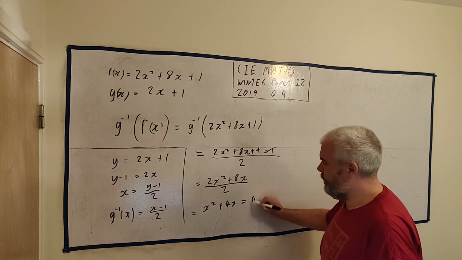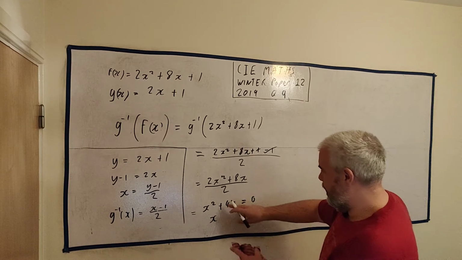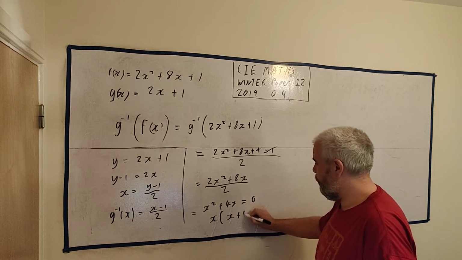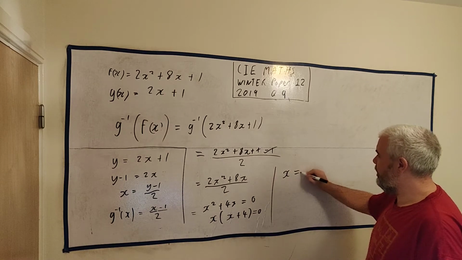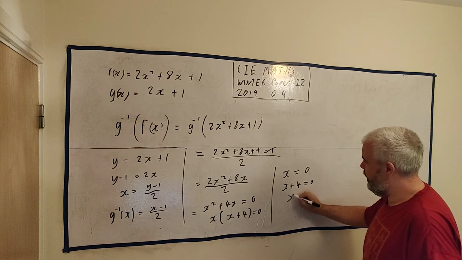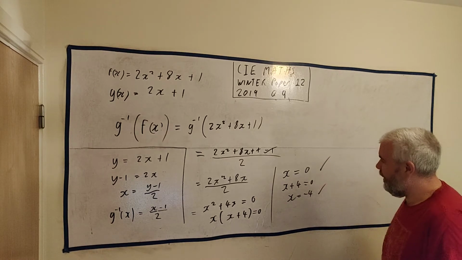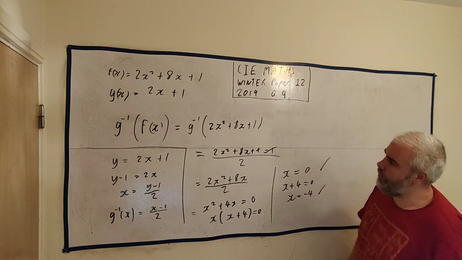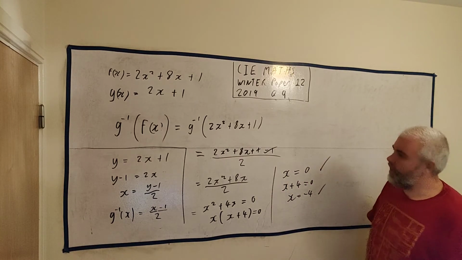So when does this equal 0? Let's factor x out. We take x out and we're left with x plus 4 equals 0. So what are the two possibilities there? x is equal to 0 or x plus 4 equals 0, which is x equals minus 4. There are the two answers here. x is either equal to 0 or x is equal to minus 4. So that solves that equation. I think that's everything on that one.